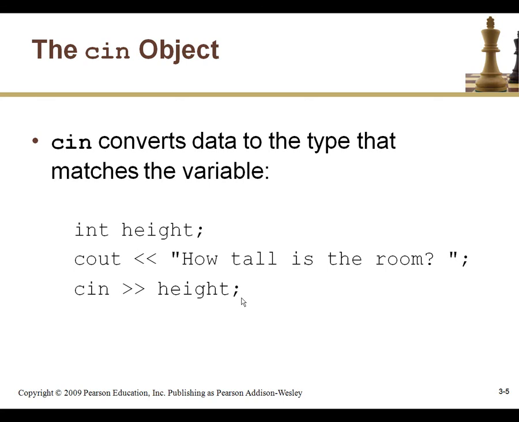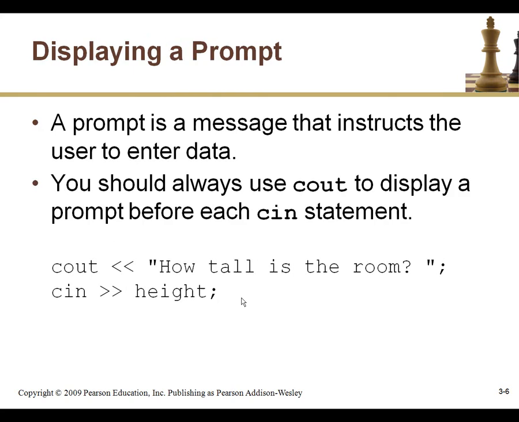Cin converts the data to the type that matches the variable defined in your program. In this example, the height is stored in an integer variable. How tall is the room is the prompt for the user to key in the height. And the last statement will take in the input with cin, the insertion operator, followed by the height.